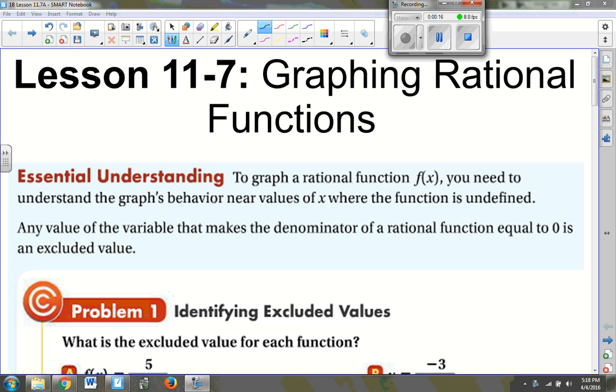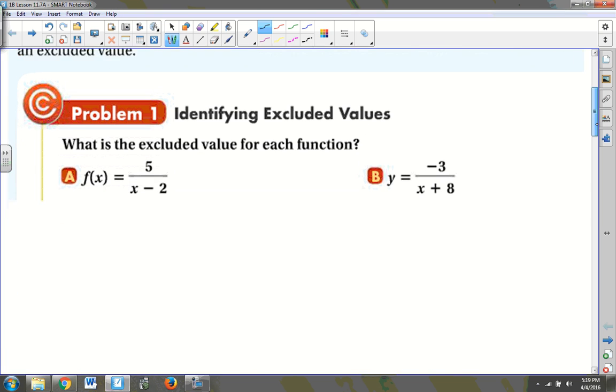Earlier in chapter 11, we were dealing with rational equations and rational expressions, where we have polynomials on top of other polynomials. Now we're going to start graphing them, and it's essentially like graphing inverse variation, like we were doing in section 11.6, where we have an x on the bottom of a fraction. Okay? And we need to remind ourselves about these things called excluded values.